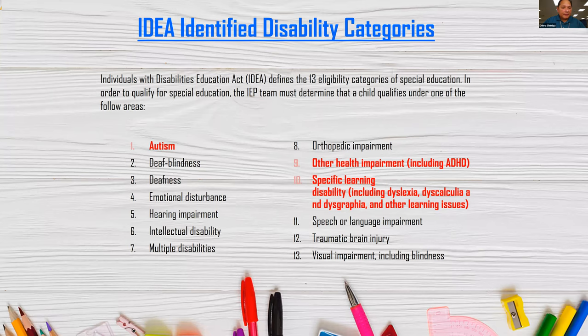There are 13 labeling disabilities that fall under IDEA and special education. However, for the purposes of this session, we're going to be focusing on three of them. These three have a large number of students within the Department of Education receiving special education under these labeling categories. And they are autism, other health impairment, and specific learning disability. From here on out, specific learning disability is also commonly known as students with SLD.